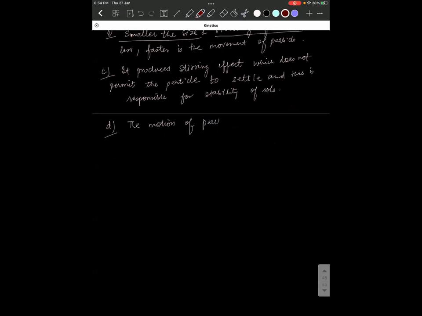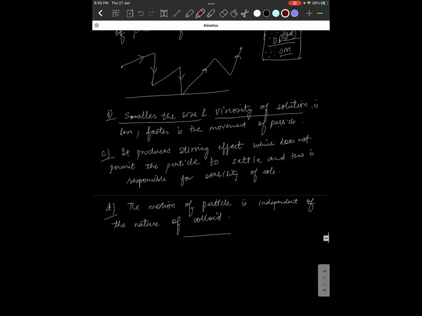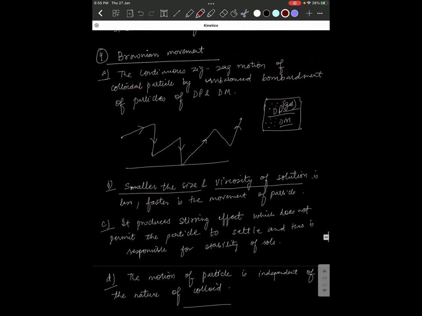Okay, this was the fourth point, and the last point is that the motion of particle is independent of the nature of colloid. So these were the 4 points that you need to write in Brownian movement, and these were the properties of colloids. Which properties have we done? We have done colligative property, Tyndall effect, color, and Brownian movement. Is it clear, Joanna?